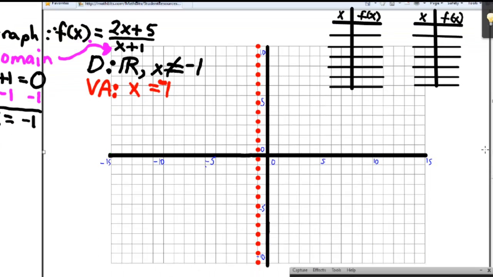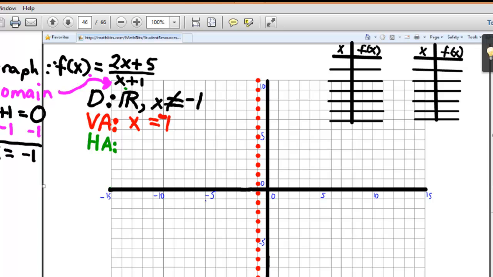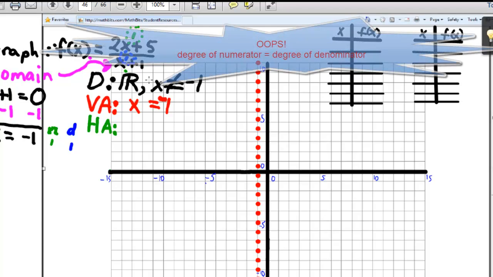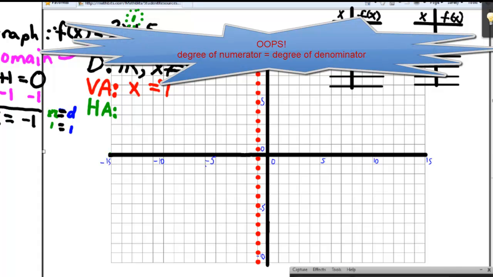The vertical asymptote is x equals negative 1. Draw the vertical asymptote on your graph. Now, see if there is a horizontal asymptote. In the numerator, the highest degree is a 1. In the denominator, the highest degree is also a 1. The numerator is equal to the denominator.